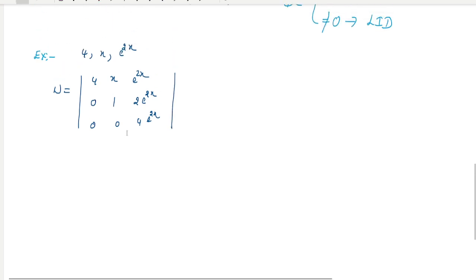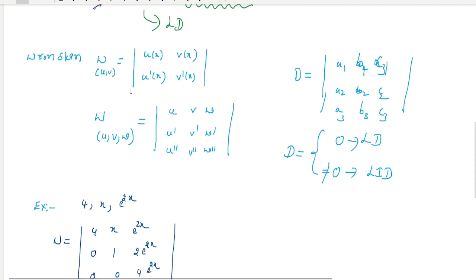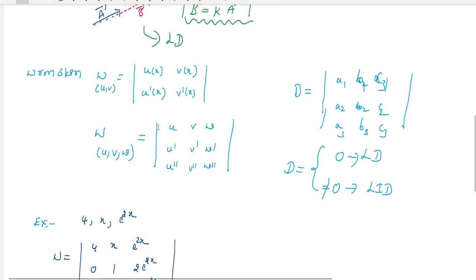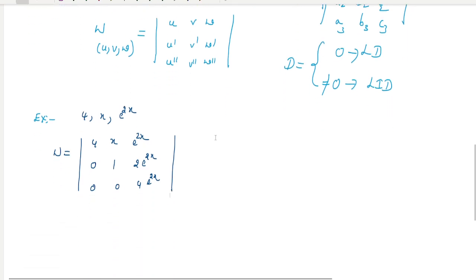So here I'm following this Wronskian differential determinant, right? So this is the linear independence test. Whether the vector space is linearly independent or dependent, we can check by using this Wronskian function. Okay.